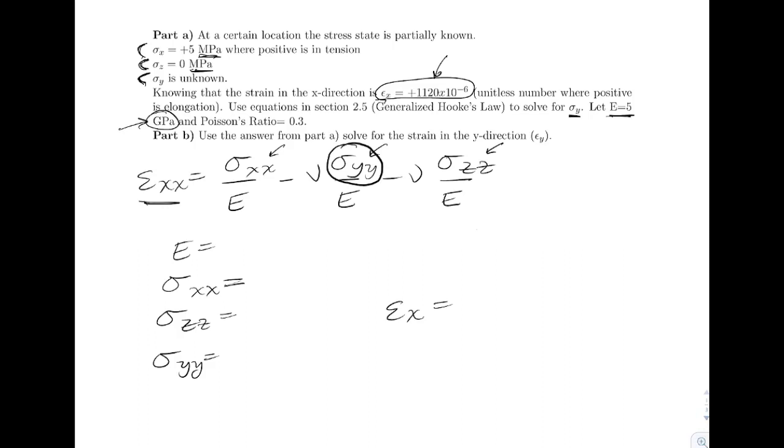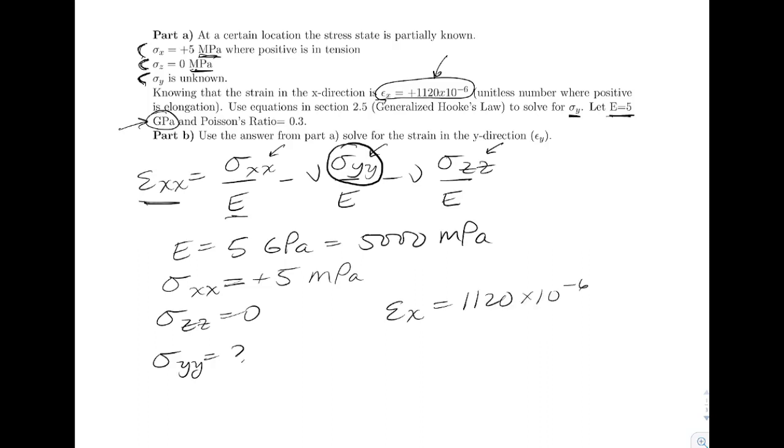Let's take a pretty good accounting of what it is we know and don't know about this problem. So E, Young's modulus, 5 gigapascals. I'm going to convert that to megapascals because we're going to take the stress and divide by E. So we have consistent units now. Sigma x, written from above, is plus 5. Sigma z is 0. Sigma yy is what we're going to solve for. And epsilon x is given to us as a positive number.